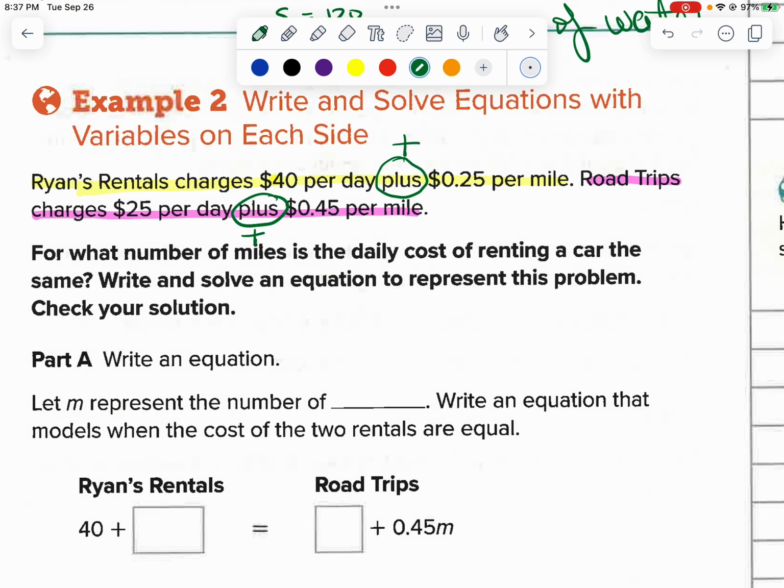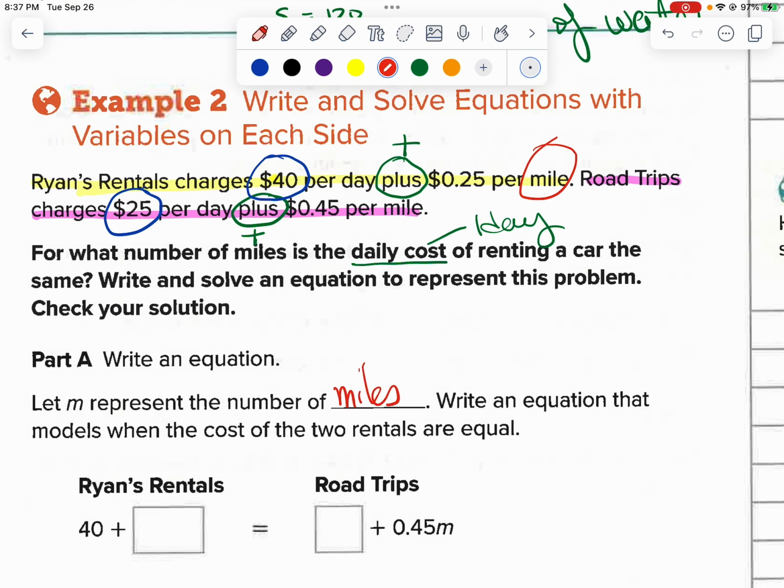Now I noticed that these both have per day on them. They both say per day, they both say per mile. So let's look at what the rest of this says: for what number of miles is the daily cost the same? So it only wants 1 day. We're only going to look at this right here being my constant and this right here being my constant. It's 1 day. M is going to represent the number of miles.